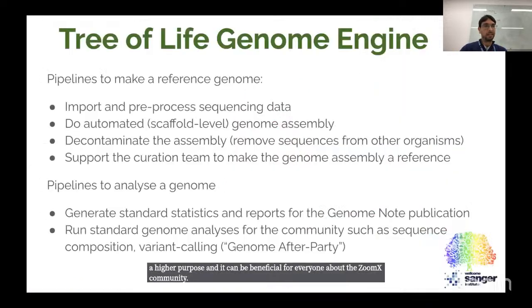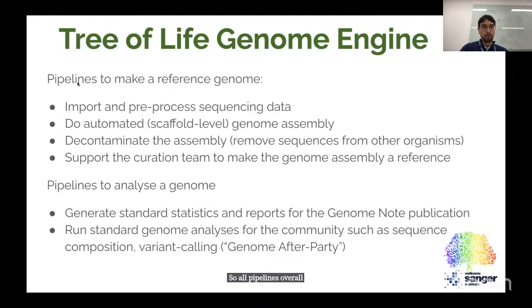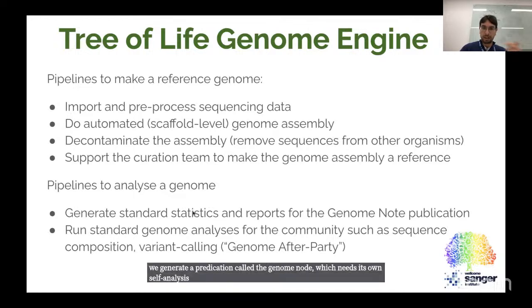So our pipelines import and pre-process data, do some automated genome assembly, check for contamination, help the curation team, and really make a top quality genome sequence, and then follow the best practices of scientific publishing. For each genome, we generate a publication called the genome note, which needs its own set of analysis and reports.